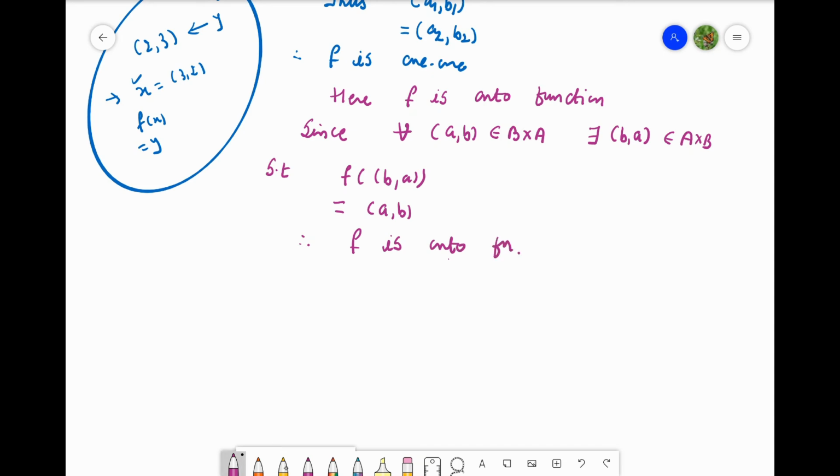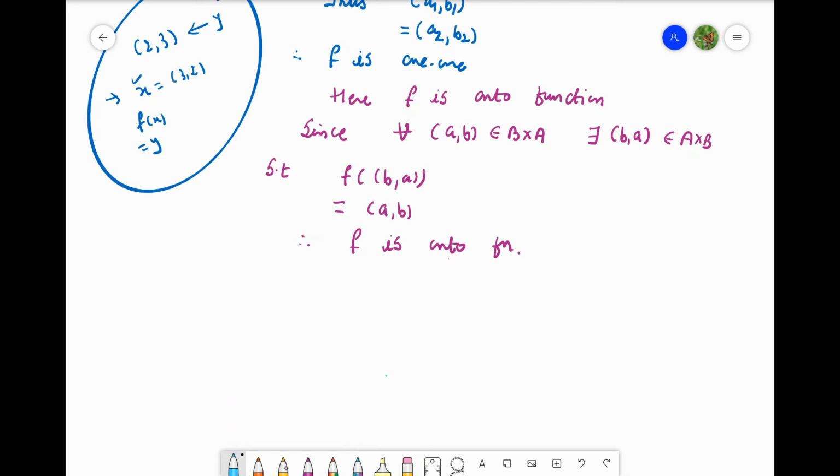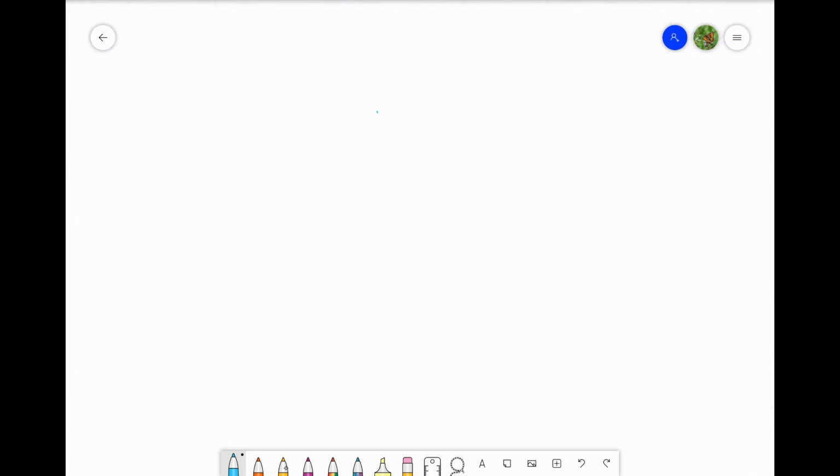So here you can remember like this. For each y belongs to codomain B, there exists x belongs to domain. But here x and y, as we have discussed, are elements of the form ordered pair, because domain is A cross B, codomain is B cross A. Thus f is onto function. Next example.